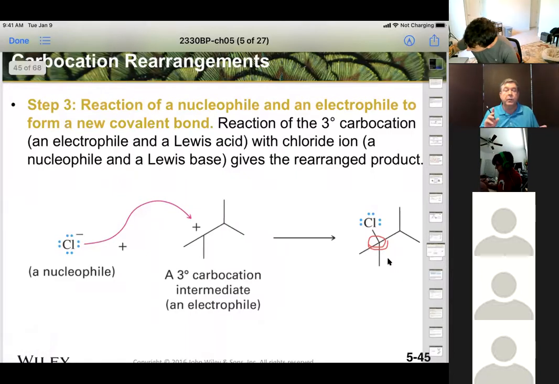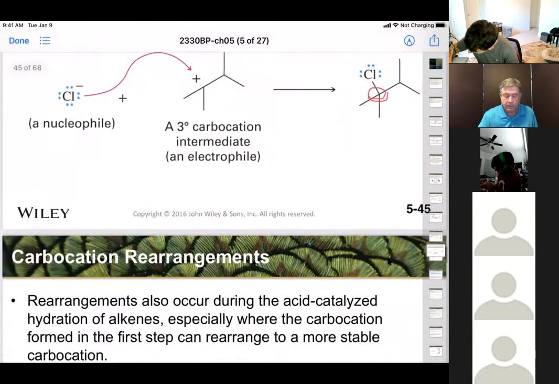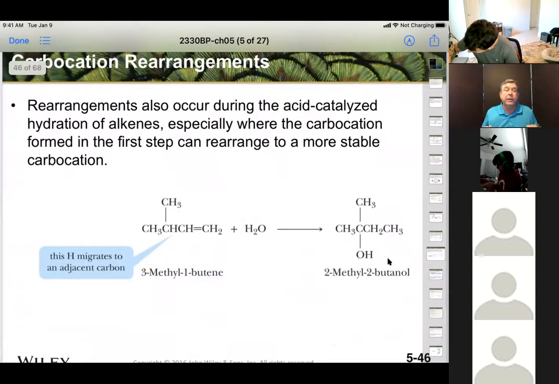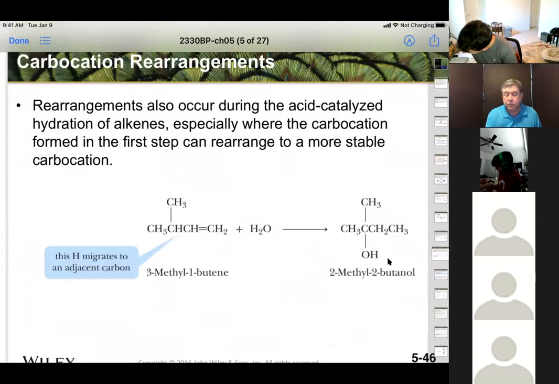So if you had a choice between moving a methyl and a hydrogen to get to your tertiary carbocation, the hydrogen will move. These rearrangements happen a lot in acid catalyzed systems because it always wants to hang around as that carbocation, rearranging to form the more stable carbocation. So we see this rearrangement happen in alcohols as well.